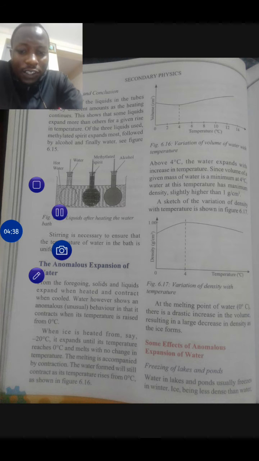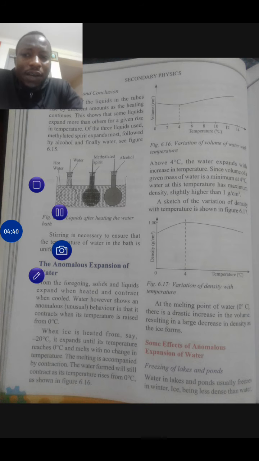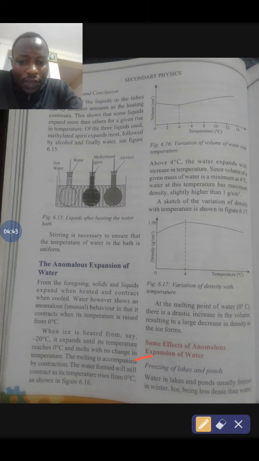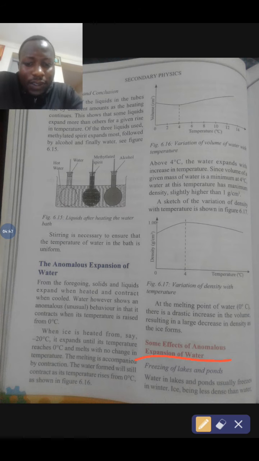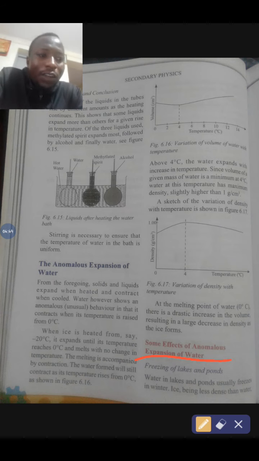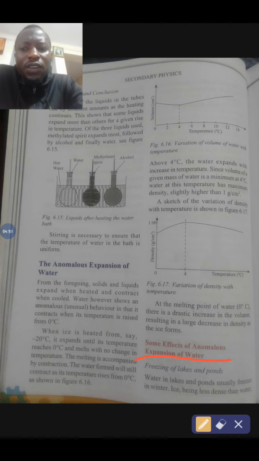Now, anomalous expansion has some effects. We have effects that the anomalous expansion of water exhibits. Number one is freezing of lakes and ponds. Now, during very cold periods, the surfaces of lakes and ponds freeze. So I want us to look at something here.